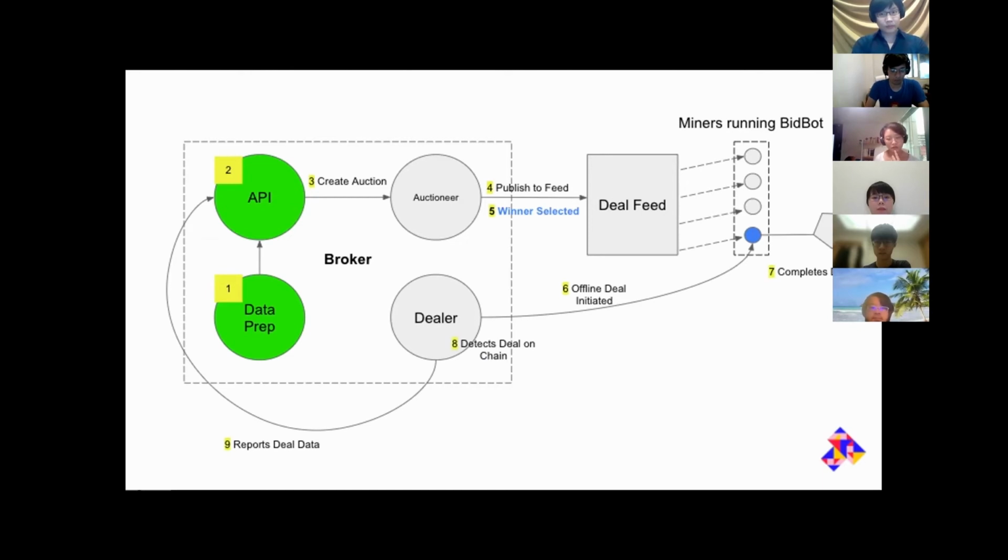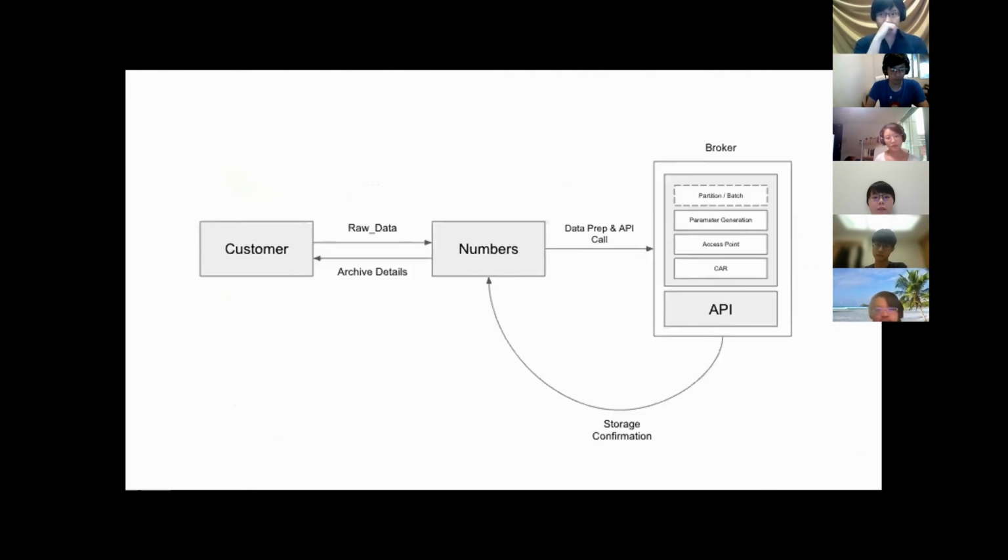So let's see what this looks like from a customer flow perspective. Though Textile's broker API addresses some of the issues of Filecoin, data preparation is quite a complicated process in itself. This is where Numbers can come in. Archivers or customers can come ready with raw data and provide it to Numbers. Numbers will perform data preparation, which may include partitioning, batching, car generation, and execute the API call. When the storage confirmation is made, then Numbers can go ahead and report the deal details and the archive details to customers. Okay, so now we enter the live demo part of this presentation.